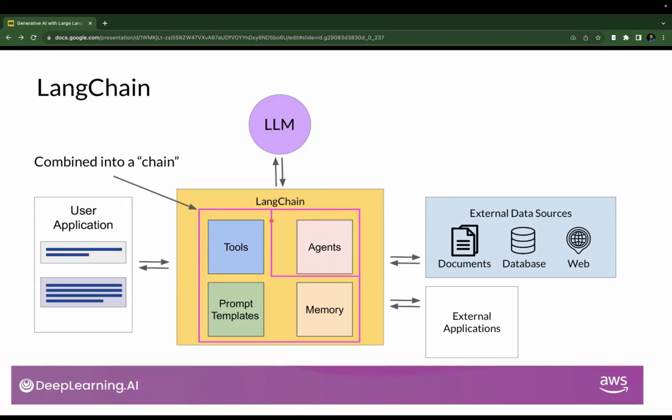So with LangChain, you can talk to external data sources and APIs as well. You can talk to LLMs, and this is your orchestration library which the user application can talk to.